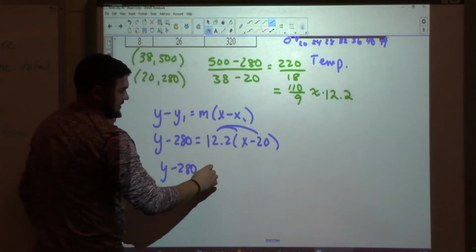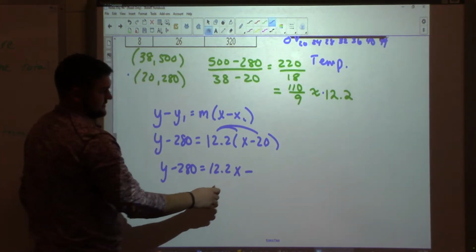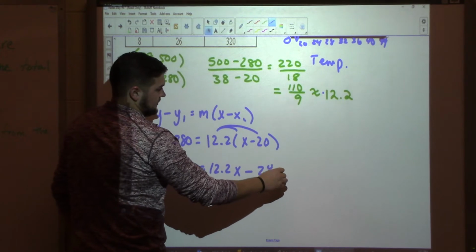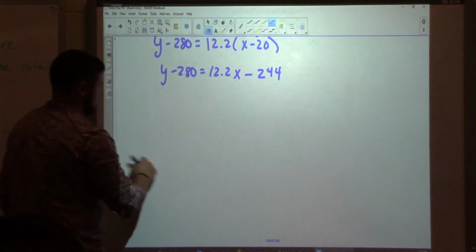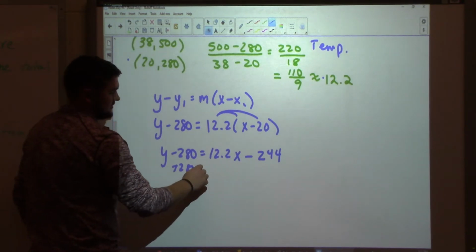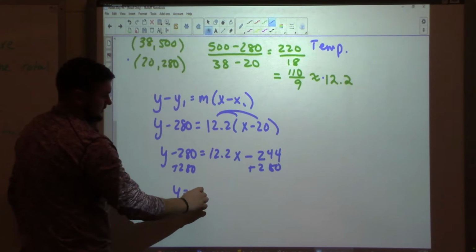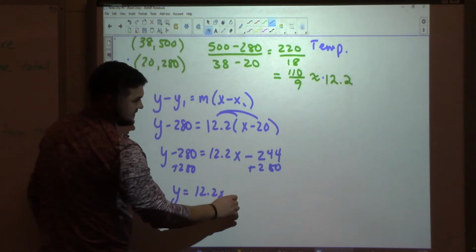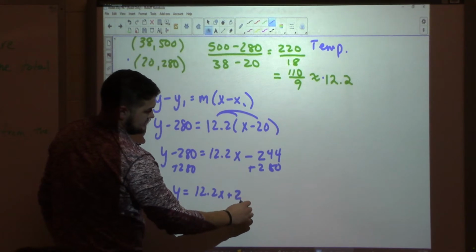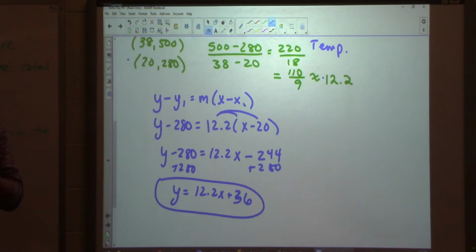Y minus 280 equals 12.2x minus, what was that? 244. 244, thank you. Then I add 280. So y equals 12.2x plus 36. So that is my equation for my line of best fit.